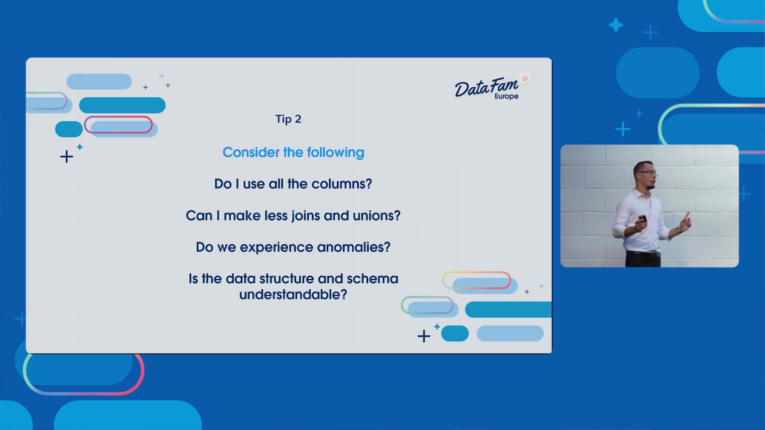So consider the following. Do I use all the columns? And now we're speaking again about the normalization. If you don't, hide them. Hiding, also when you're doing extracts, it creates some computation. It should be done in the DB, especially if you're doing it live. Can I make fewer joins and unions? Now, if you're doing the normalization, then you're joining everything back, then frankly, you're just wasting performance again. Maybe a materialized view. Again, going to a data engineer, explaining it to them. Do we experience anomalies? Perhaps something is wrong in the pipeline, but also in the setup itself. And structure, schema, is it understandable? Do you have documentation and lineage?